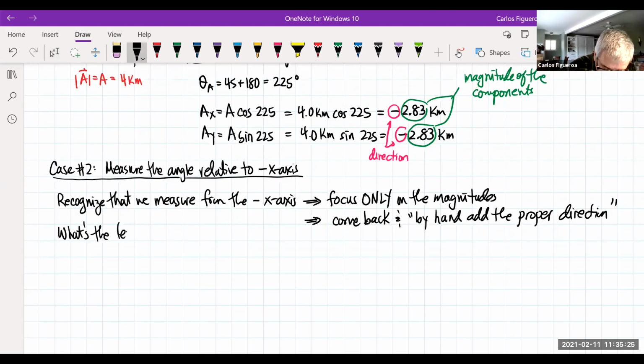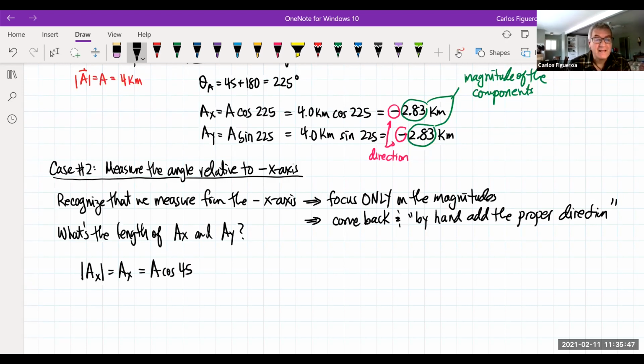So then we ask, what's the length of AX and AY? Well, the length of AX, when I look at this, is really A cosine of 45. And if I punch in my numbers, I get 4.0 kilometers cosine of 45. And that gives me, of course, 2.83 kilometers.